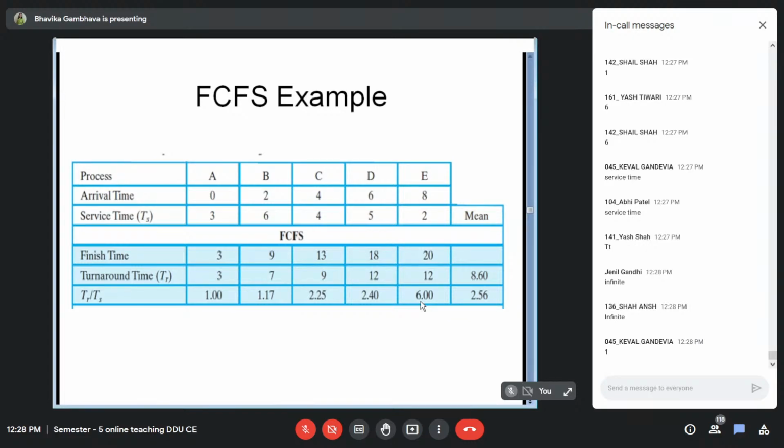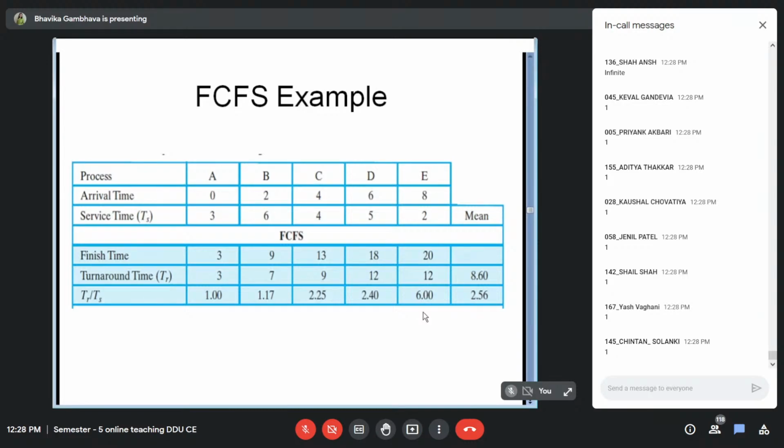The best value of normalized turnaround time is 1. Minimum value is the best value in this scenario. If it is 1, that means it didn't wait at all. It came, it was given the resource and it was executed. No time was wasted. 1 is the best possible value and larger is worse.